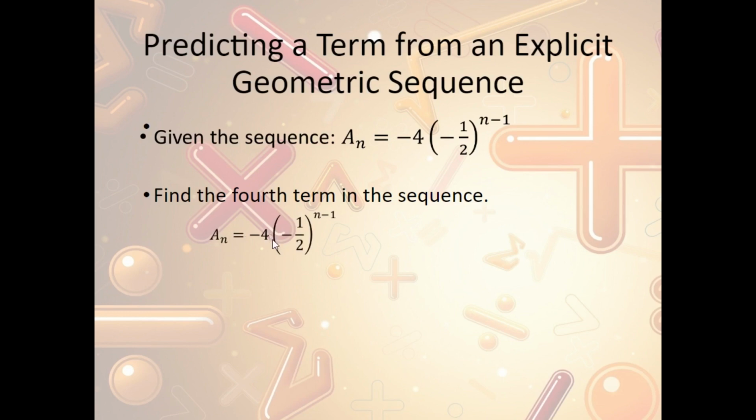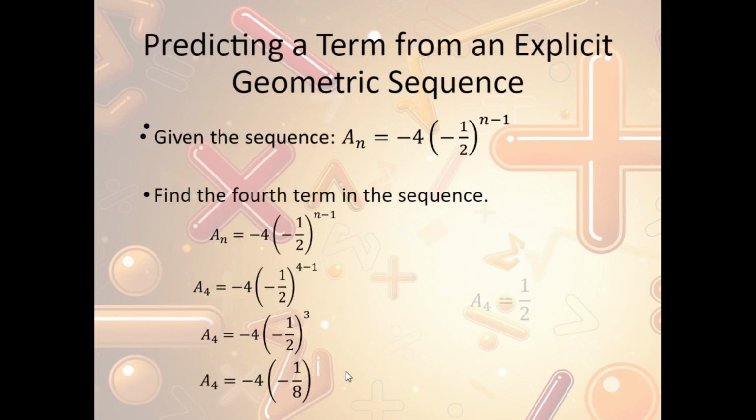So we start here, and we're going to plug in 4 for n. And we get negative 1/2 to the third power. Well, when we multiply that out, we recognize that negative 1/2 to the third power is equal to negative 1/8. We multiply that by 4, and we get negative 1/2. So that would be the term that we're looking at.